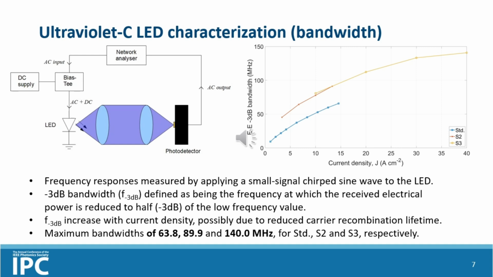So the higher the bandwidth, the better it is for optical communications. If we look at the results on the plot on the right, you can see several things. First of all, the smallest sample, the S3 sample, reaches the highest modulation bandwidth, up to about 140 megahertz compared to about 64 megahertz for the large standard sample. You can also see that the bandwidth increases with current density. We believe that is because as the current increases, the carrier recombination rate in the active region inside the device shortens and the LEDs become faster.